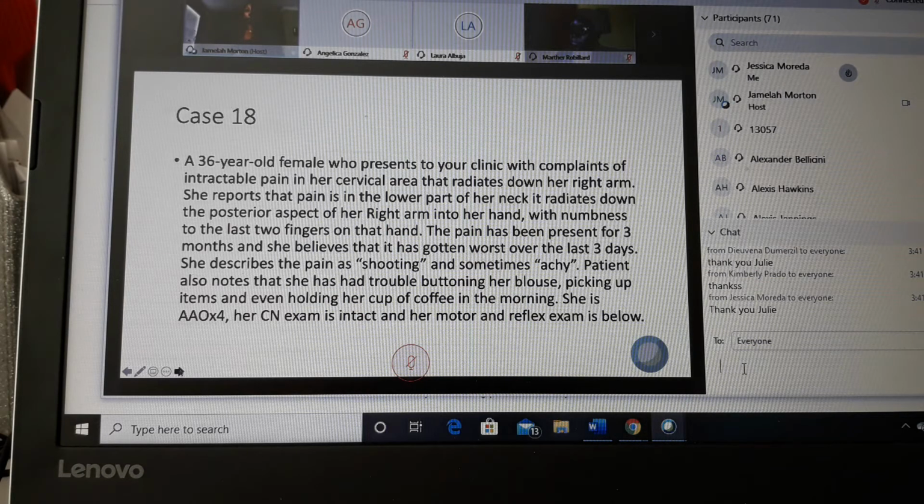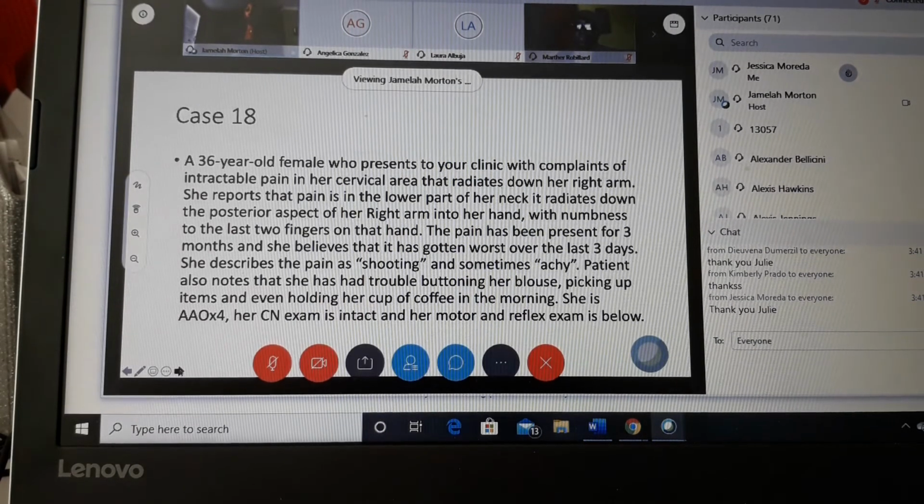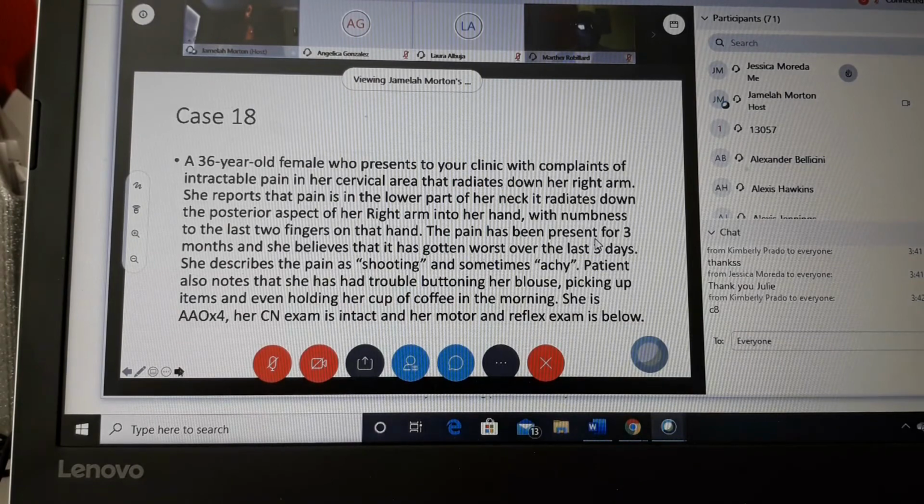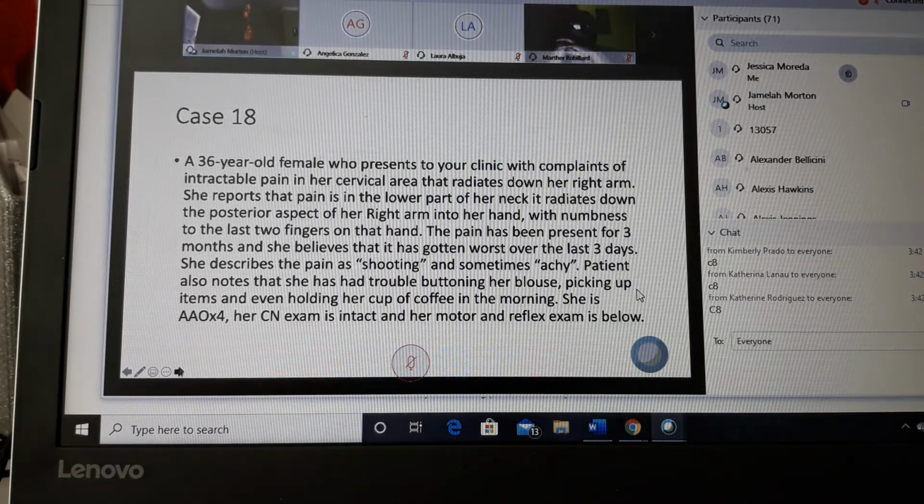The pain has been present for the last few months. She believes that it has gotten worse over the last 3 days. She describes it as a shooting, sometimes achy. Patient also has had trouble buttoning her blouse, picking up items, holding a coffee cup. She's A&O x4, CNS exam is intact, her motor and reflex exam is below.